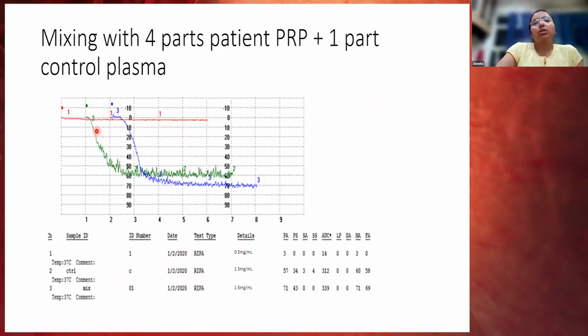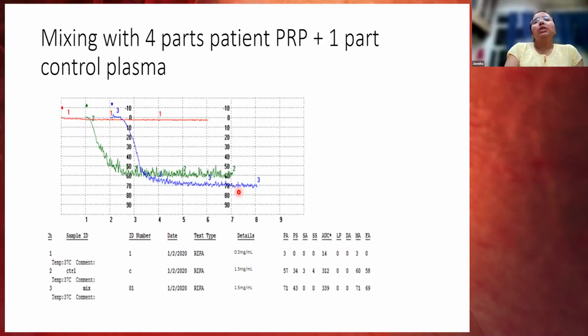With high dose, this green line represents the control. There is good aggregation. And upon testing the same plasma as the previous graph that I showed you, where it was a flat line, when we do the 4-in-1 mix, it corrects. So the defect here we know is in the plasma, and the defect is von Willebrand's factor.